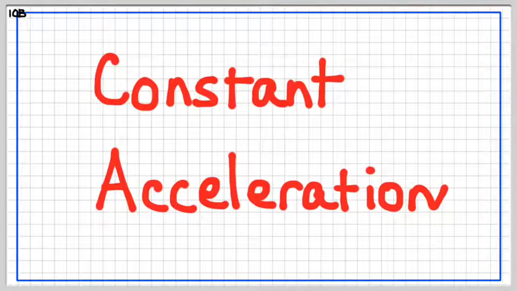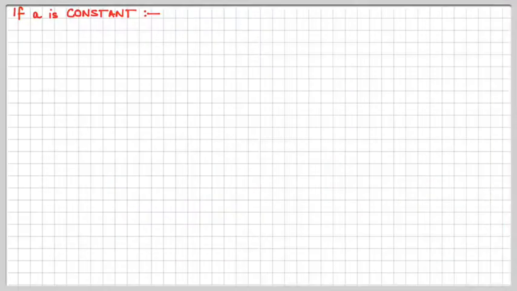Well guys, let's have a look at constant acceleration today. This is the second in our series of our kinematics extravaganza, and it's very, very interesting. So without any further ado, let's have a look. Now, if a, the acceleration, is a constant, then we get a whole series of beautiful formulae that we can use to analyse the motion.